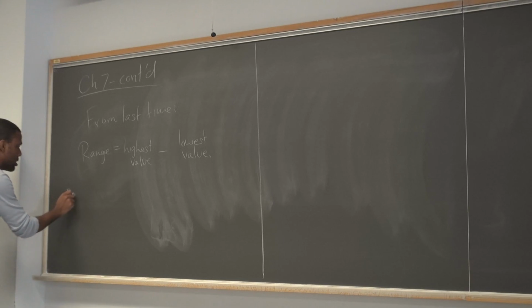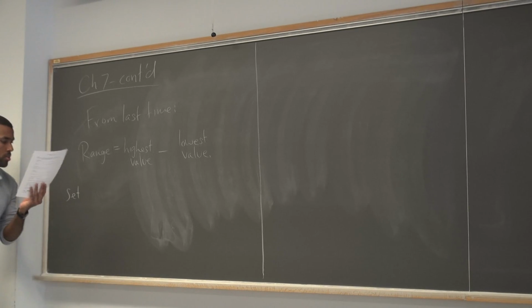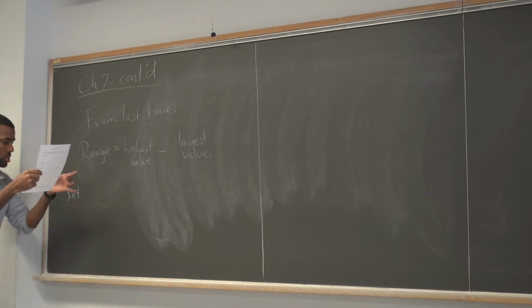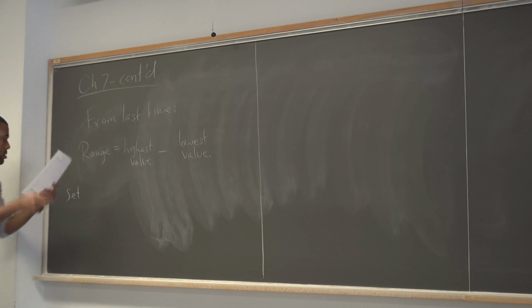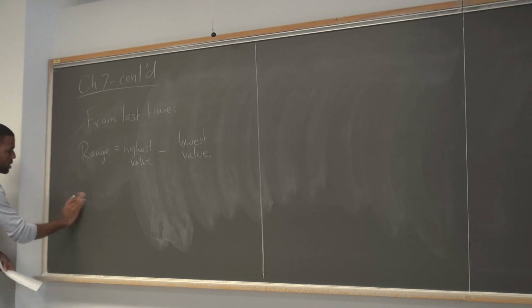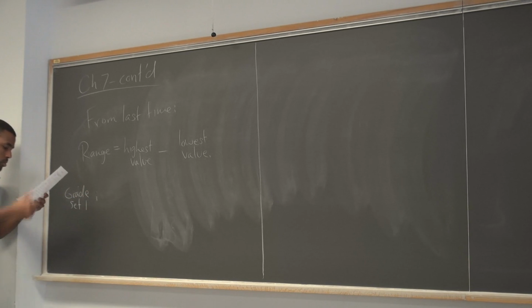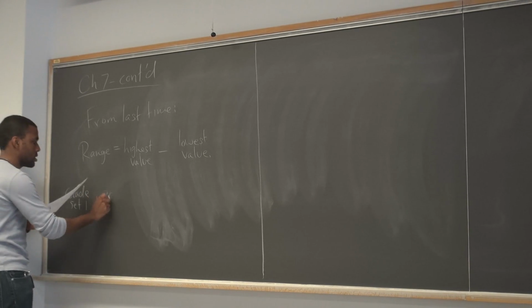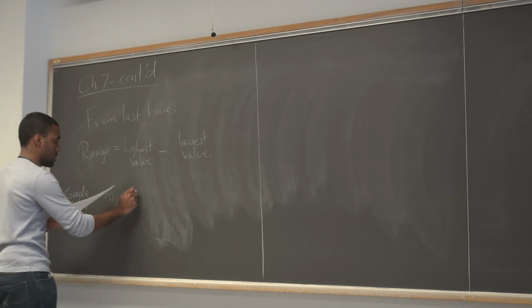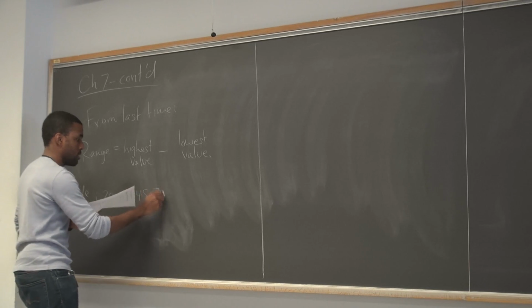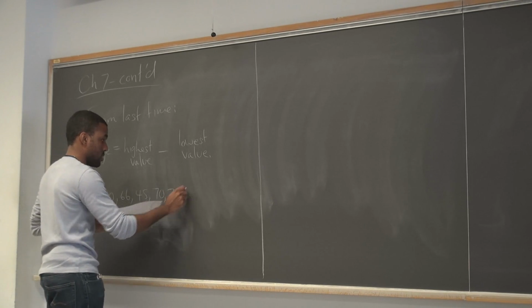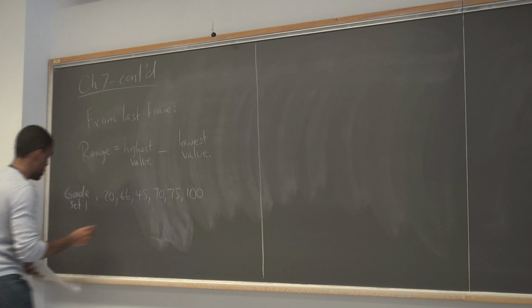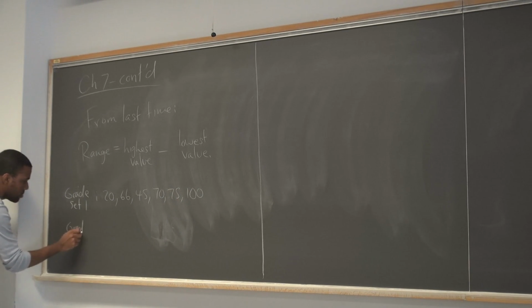So we had set 1, where was the example? I gave you 2 sets of grades. Grade set 1, where the class scored these grades: there was a 20, a 66, 45, a 70, a 75, 100, and grade set 2.